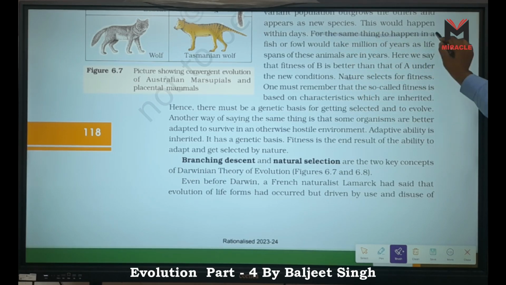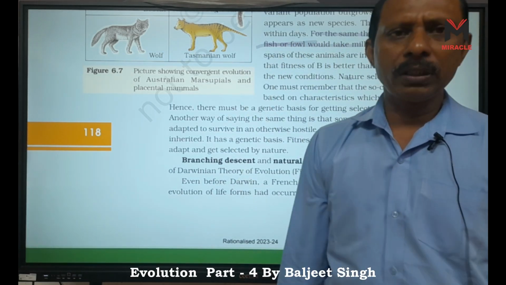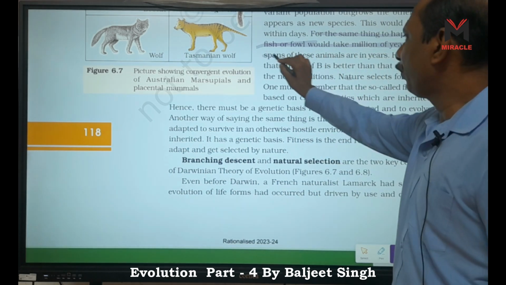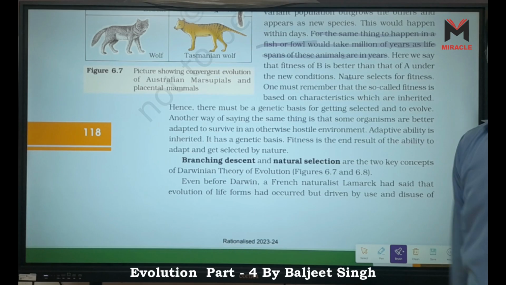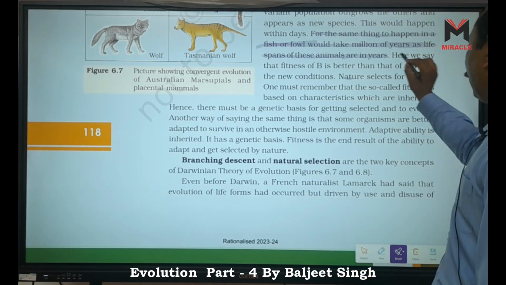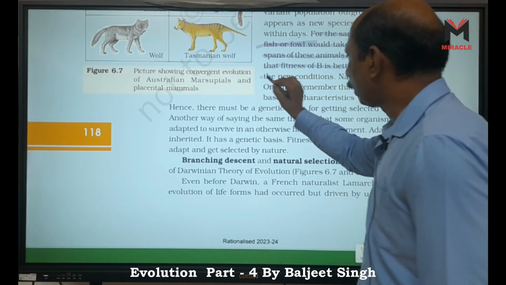For the same thing to happen in a fish or fowl, because the lifespan of a fish or fowl is more than that of bacteria, what happens? Millions of years, as the lifespan of these animals is years. So millions of years take place for the formation of a new species. Here we say that the fitness of B is better than the fitness of A under the new condition.